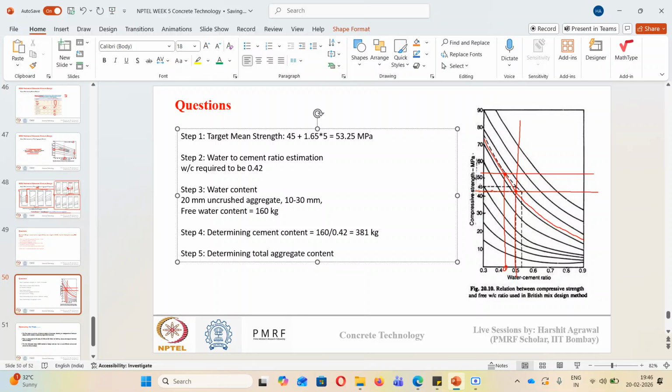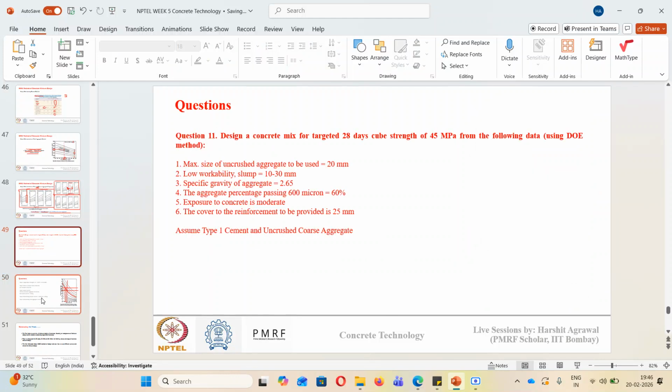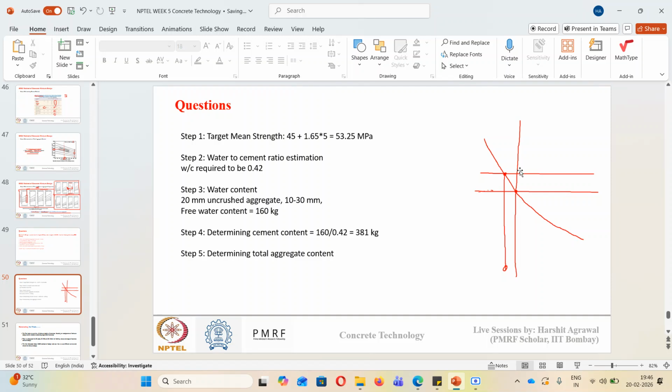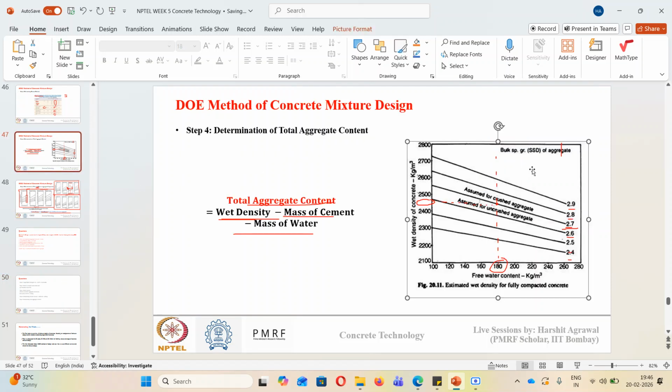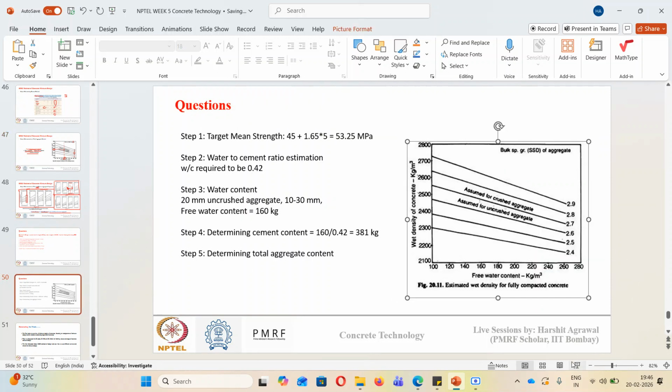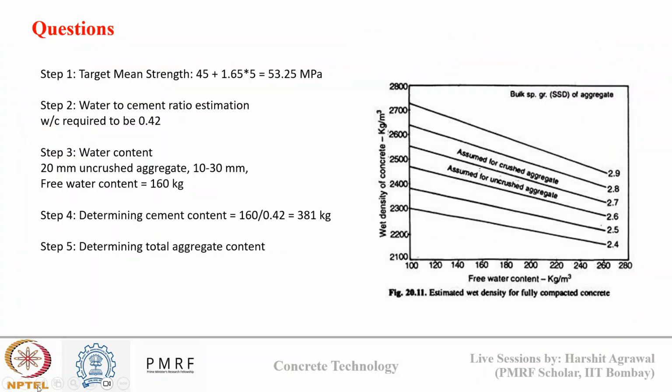Okay, so I have free water of 160 kg and specific gravity of aggregate, it is given to me as 2.65. So I will paste that table here, this figure. Now in this figure, 2.65 will lie somewhere in between 2.6 and 2.7. So I will draw one line for 2.65 like this. And I have free water content of 160. So this will be my line here. So interaction point will be somewhere here and it will come out to be somewhere in between these two things.